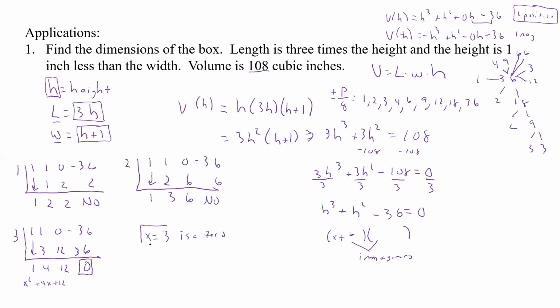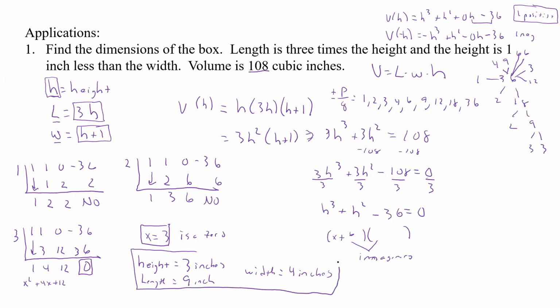And so that's x equals 3, or in this case, it was our h. So our height is equal to 3 inches. And then our length is equal to 3 times h, so that's going to be 9 inches. And our width is going to be equal to 3 plus 1, or 4 inches. And so if we think about that, 4 times 9 is 36, times 3 is 108, which is what we got up here. And so those are the dimensions of the box.